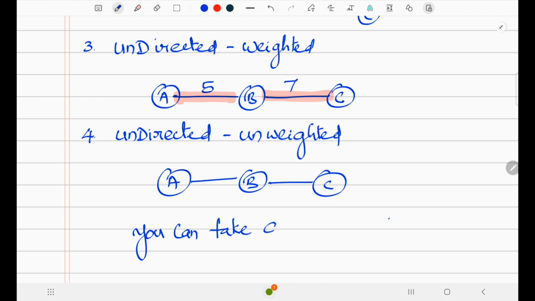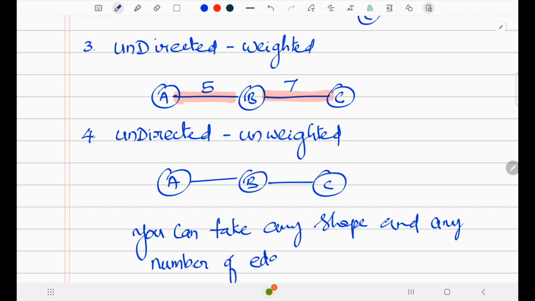Here, why am I taking only A, B, C like this? It's just up to your choice. You can take any number of vertices and any number of edges, and any shape you can draw. This is just for teaching and learning purposes, so I'm using only three vertices.